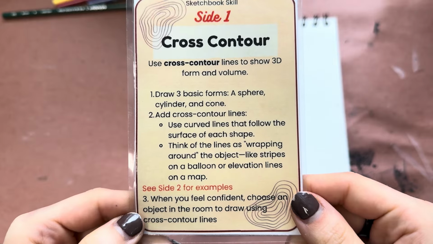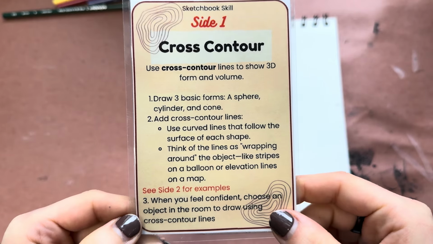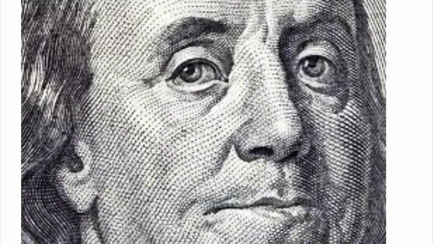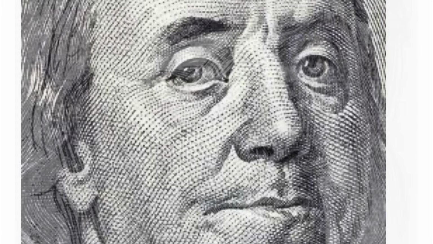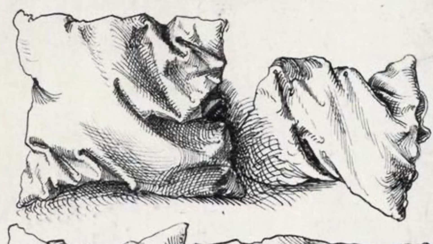Contour is a type of line that we use in art, and we're going to be doing something called cross contour, which is going to help us to show 3D shapes. Once you get the hang of this skill, you can draw more complicated subjects like portraits or fabric or more complicated objects. It just simply helps us to show dimension. It's almost like the latitude and longitude lines of a globe.